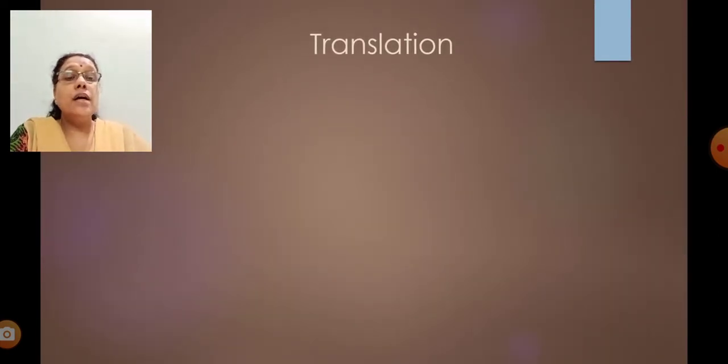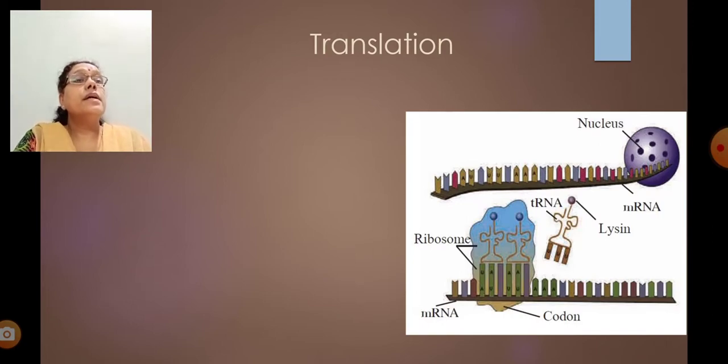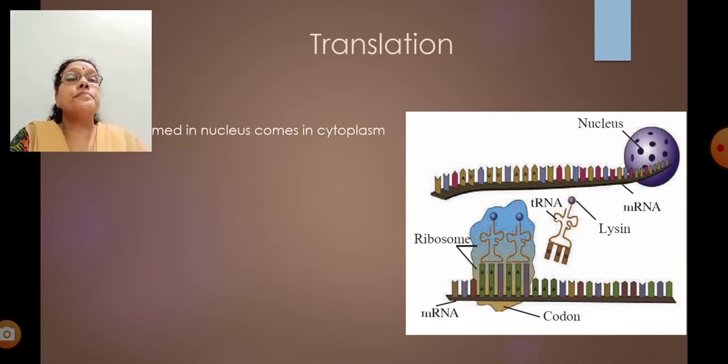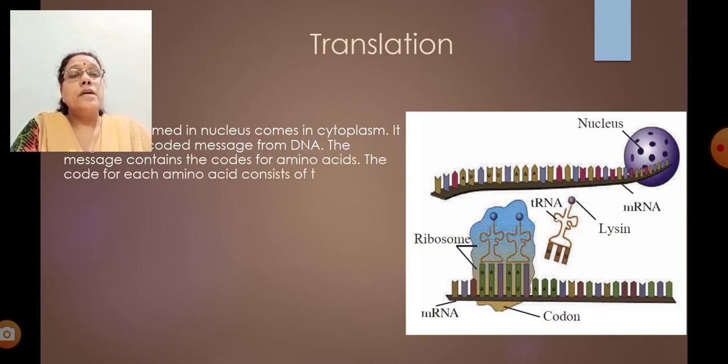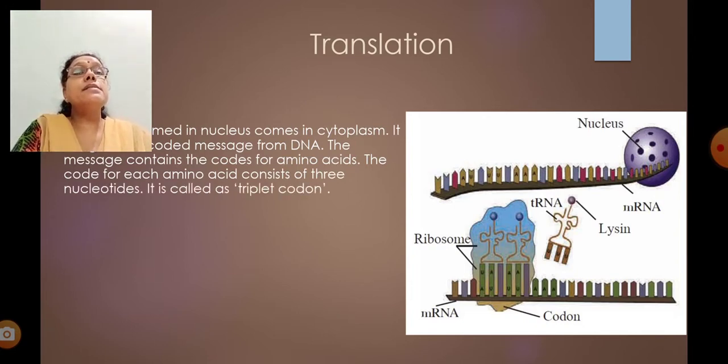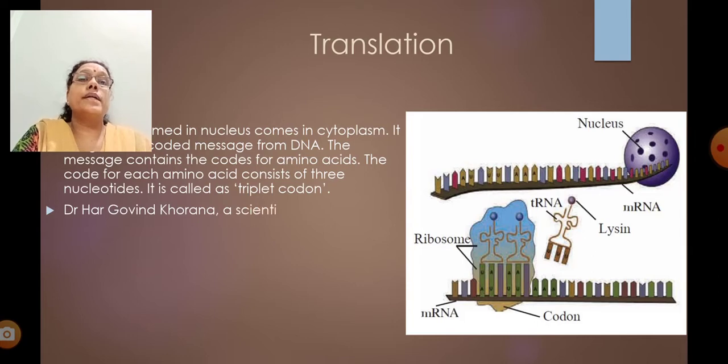Translation, that is the next mechanism. mRNA, messenger RNA, transfer RNA, ribosomes. Yes, it is a coded message from DNA. The message contains the codes for amino acids. The code for each amino acid consists of 3 nucleotides. It is called a triplet codon.